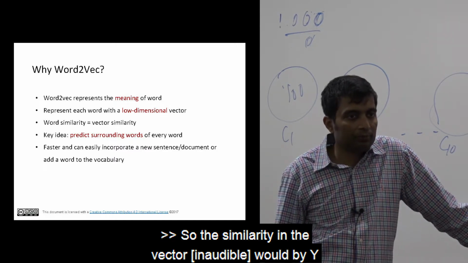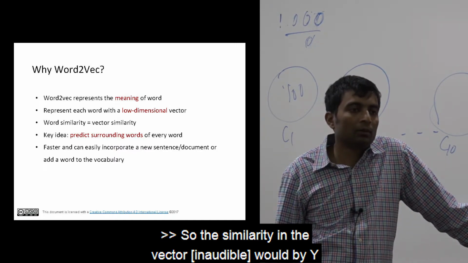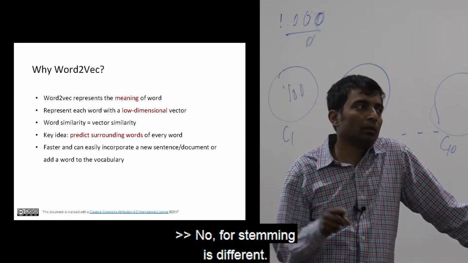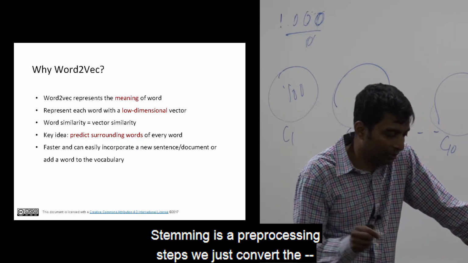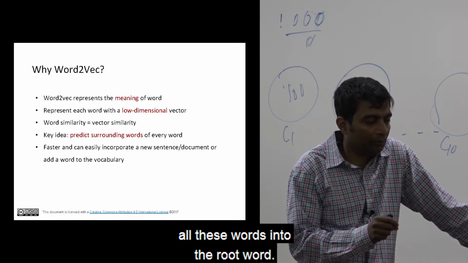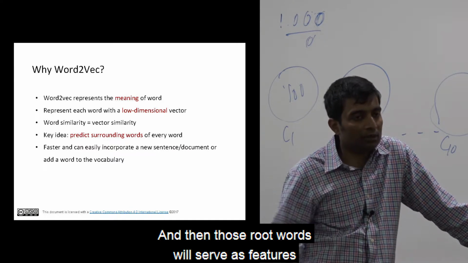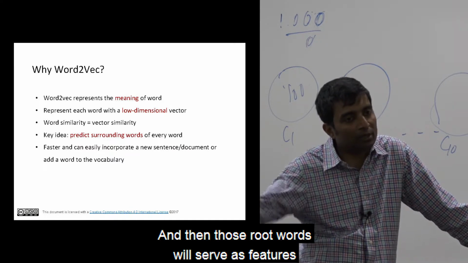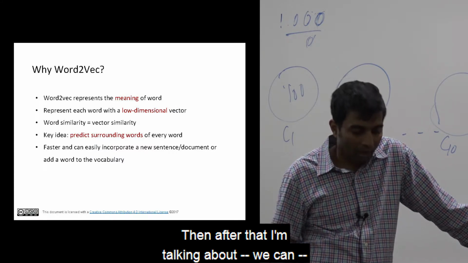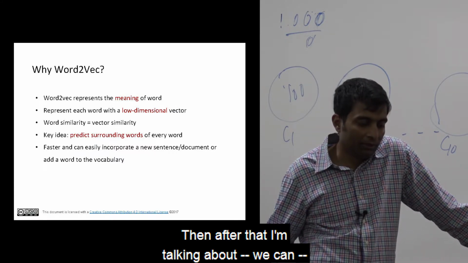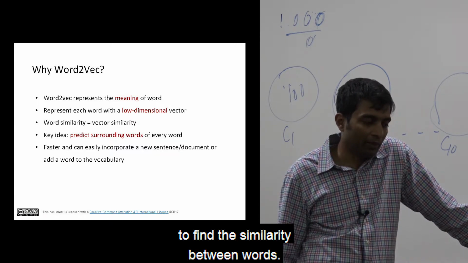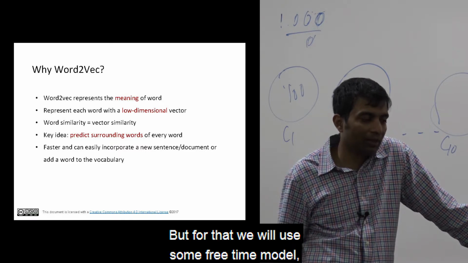So the similarities between those vectors would be wide as opposed to close? No, stemming is different. Stemming is a pre-processing step. We just convert all these words into their root words, and then those root words will serve as features in the vector representation. After that, using word embedding, we can try to find the similarity between words.